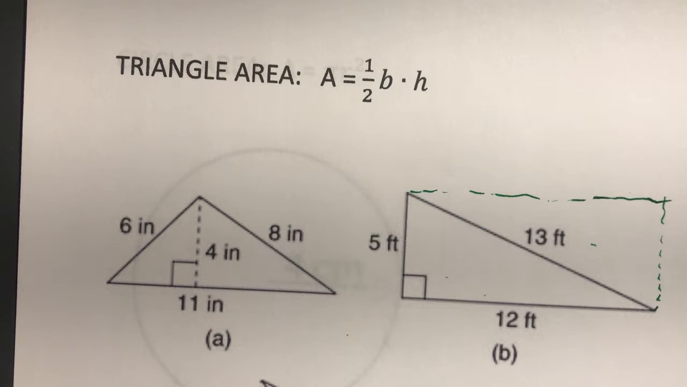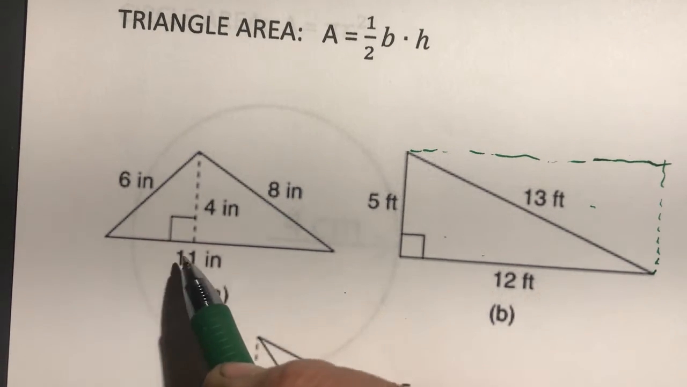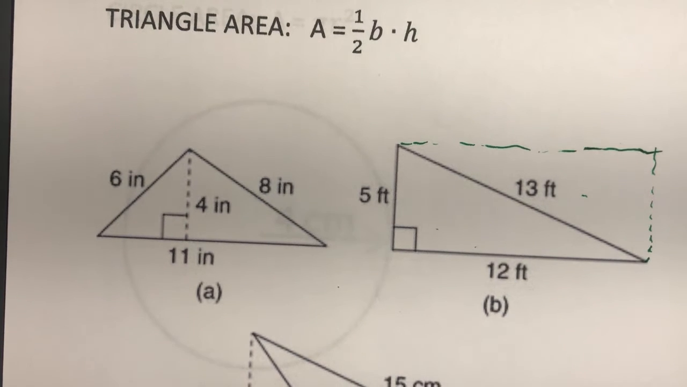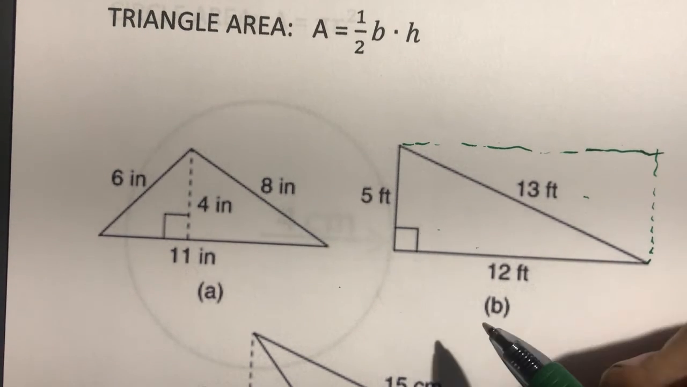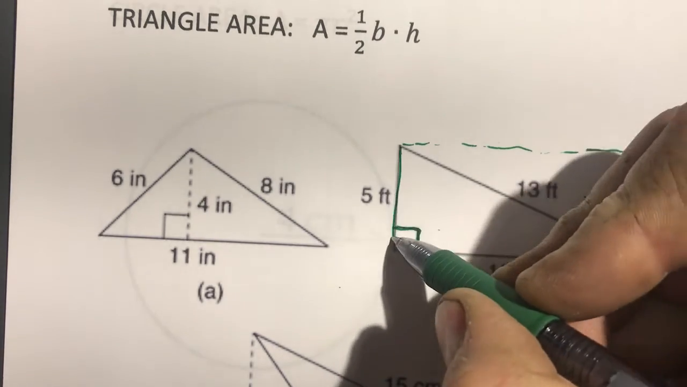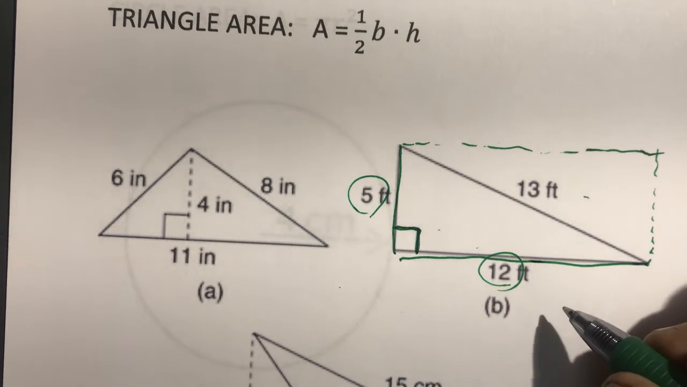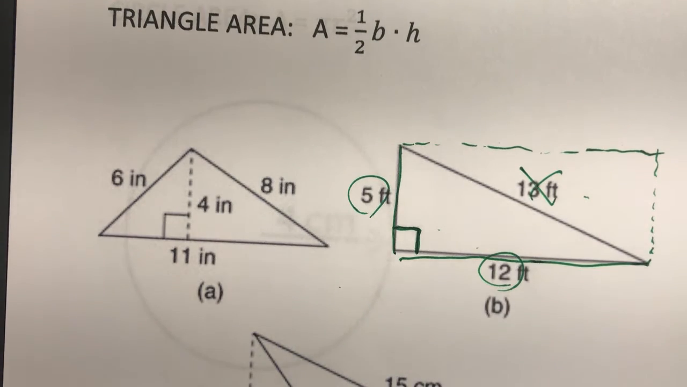Now, just like we did in the previous one with the parallelogram, you've got all these different numbers. What's your base and your height? Well, what you have to focus on are the 2 that form the right angle. Here's my right angle right here. Here's my base and my height right here, 12 and 5. So the 13, we're not going to use it.